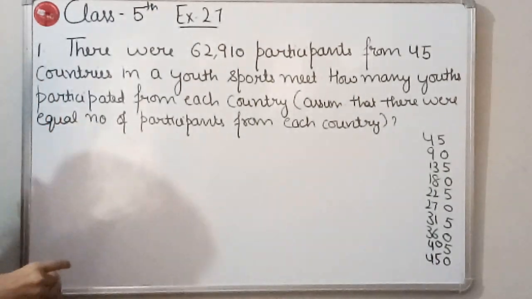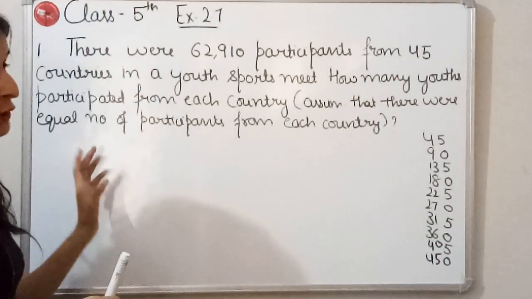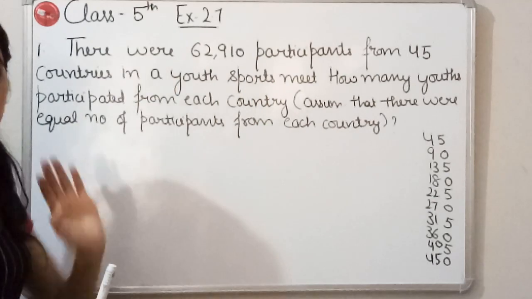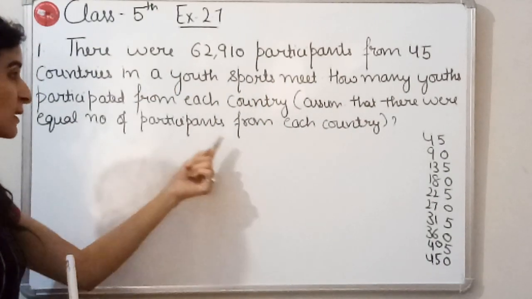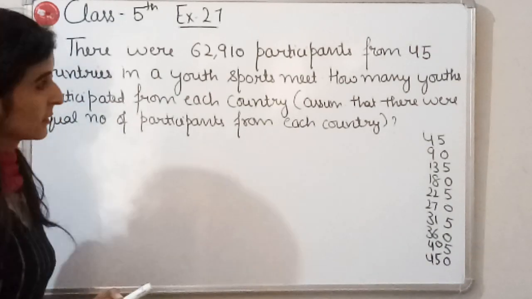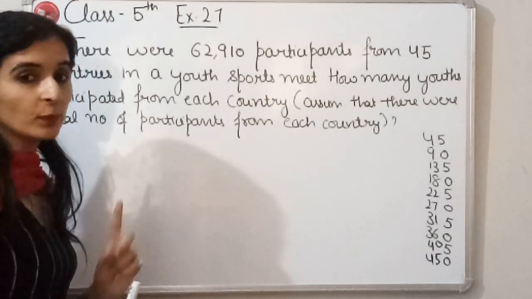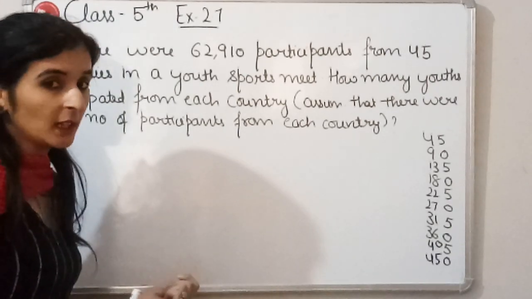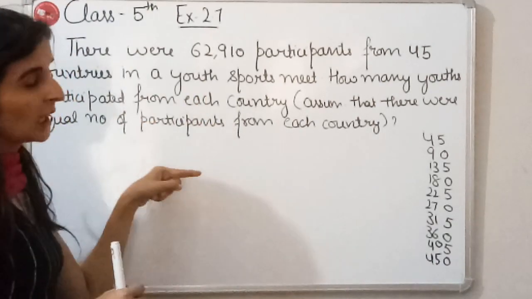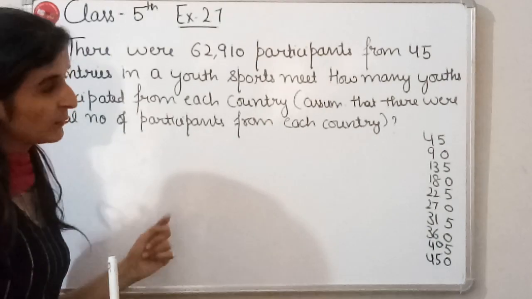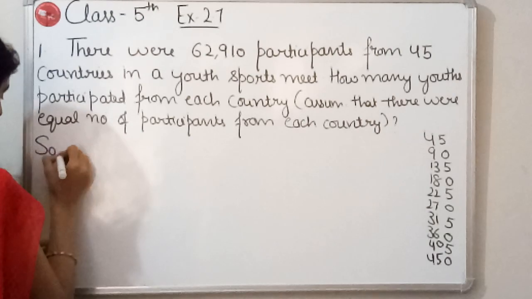So according to the question, as it is clear that we have given the number of participants from 45 countries and we have to find out number of participants from one country. So it means we have given for 45 and we have to find for 1. So what we will do here? As I have already told you, if we have given for many and we have to find for 1, then we always do division. So let us start solving this question.